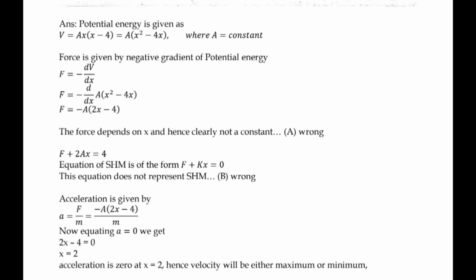So this force depends on x and hence clearly is not a constant. So option A is wrong. If we rearrange the expression of force, it becomes F plus 2 capital A x equals 4. But the equation of any simple harmonic motion is going to be force plus some constant multiplied by displacement equals 0. So F plus kx equals 0 should have been the equation of a simple harmonic motion. But here the equation is F plus some constant into x is equal to another constant. So this is clearly not an equation of simple harmonic motion. Hence option B is also incorrect.